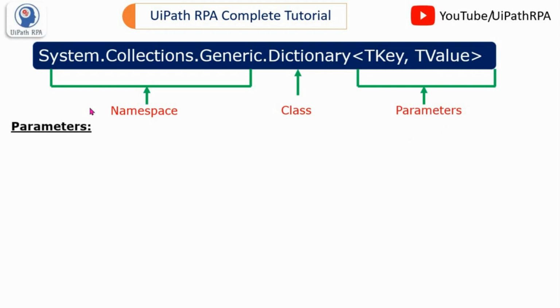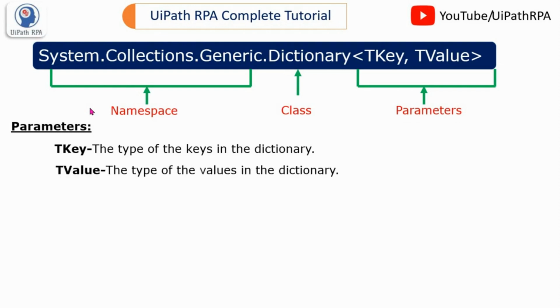Now we'll discuss these parameters, TKey and TValue. What are TKey and TValue, and what is the full form? TKey is the type of key. So the type of keys in the dictionary is called TKey. Same as TValue, it means the type of the values in the dictionary is called TValue.